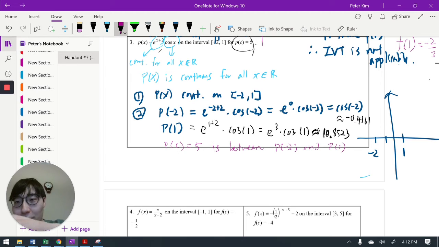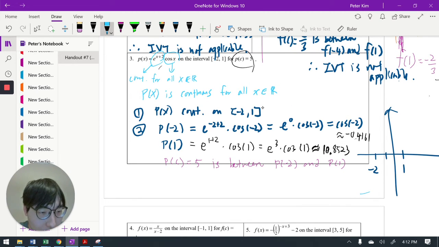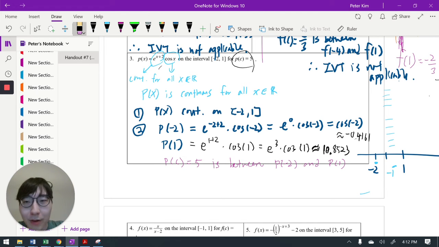Graphically speaking, what are we talking about? -0.4161 might be somewhere over here, assuming that this is -1. And then I don't want to draw all this. 1, 2, 3, 4, 5, 6, 7, 8, 9, 10. Yeah, this is what happens if you don't plan ahead.